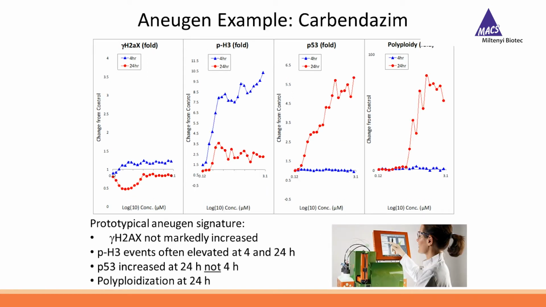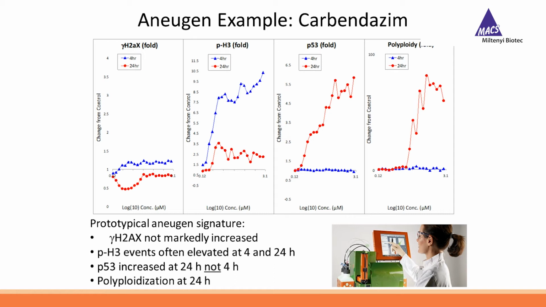When we switch over to an aneugen, we're seeing a very different set of responses here. So with the gamma H2AX, we essentially see no changes throughout either 4 or 24 hours of exposure, but in this case, the phosphohistone H3 marker is significantly elevated, both at 4 hours and 24 hours. Over at p53, we see an increase at 24 hours, but we do not see a significant increase at 4 hours with most aneugens.